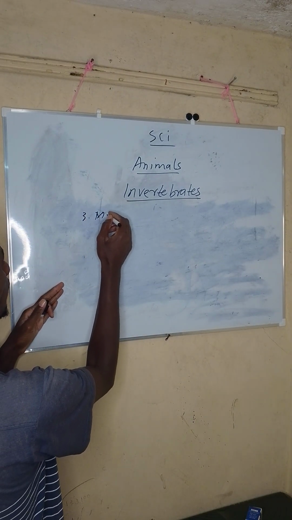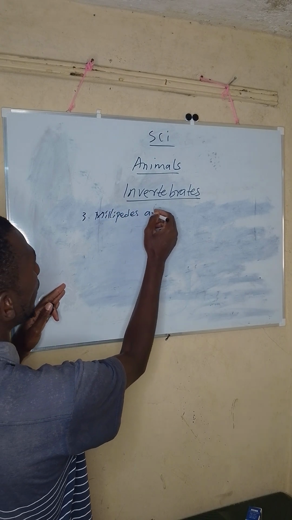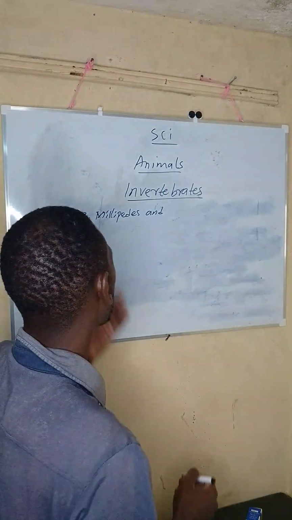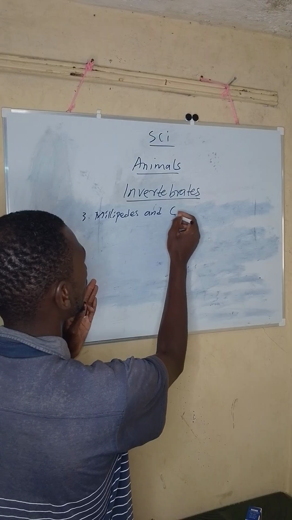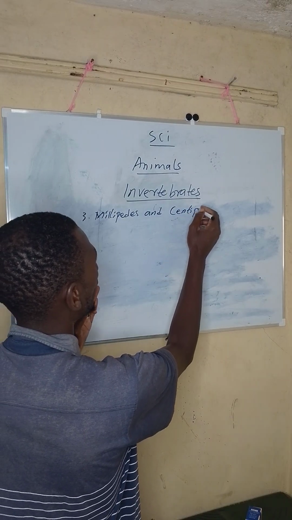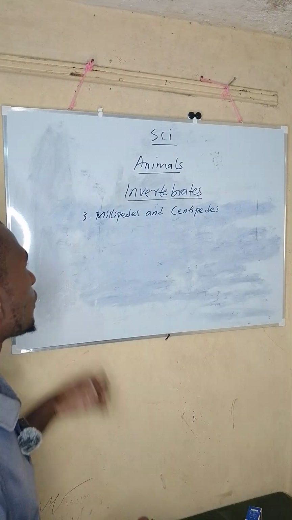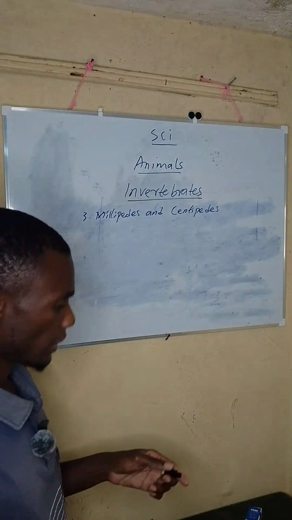So millipedes, I can remember when I was still going to school, our science teacher used to call them millipedes and centipedes. I don't know whether that is the correct, but the message was at home, you could understand. So we used to call it millipedes and centipedes.